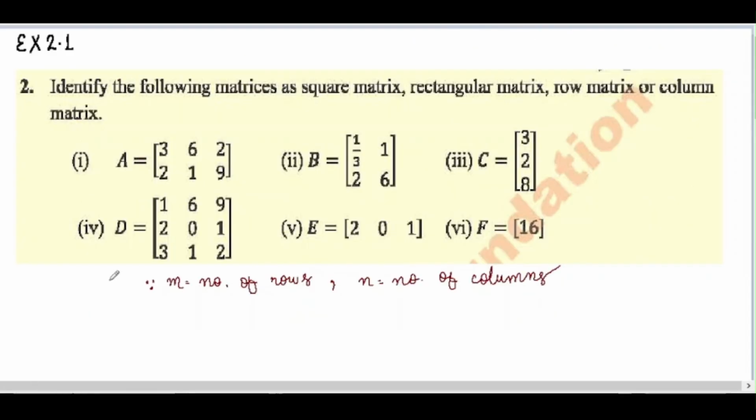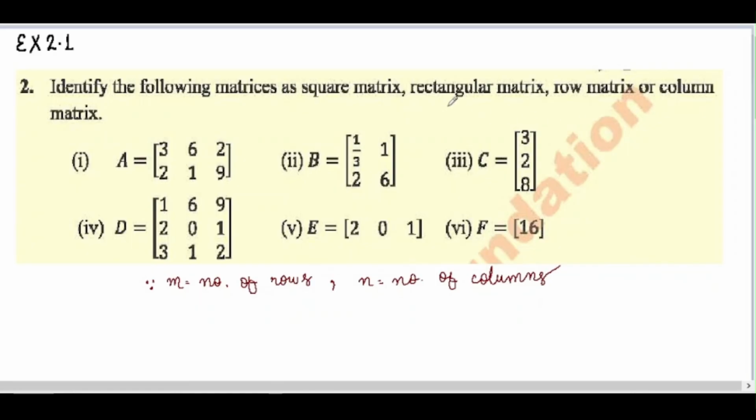Now in question number 2, we have to identify the following matrices as square, rectangular, row or column matrices. So first of all, you must know what a row matrix is. It is a matrix having only one row. There is no restriction on the number of columns. There is only one restriction, that there should be only one row. And for column matrices, there should be only one column. There is no restriction on the number of rows, just there should be one column.